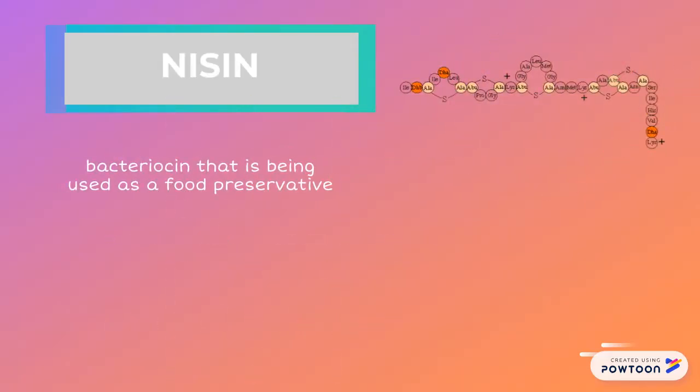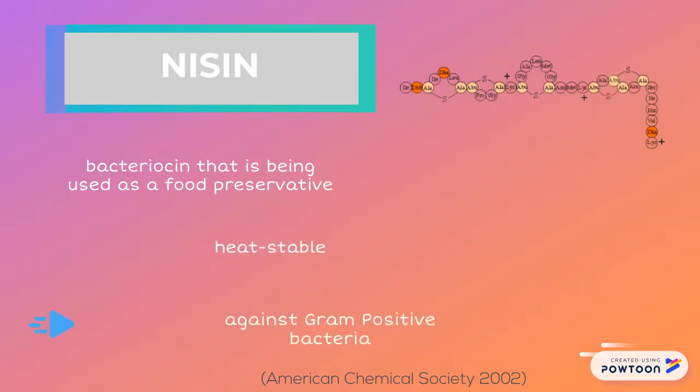Nisin is a bacteriocin, which is an antibacterial peptide produced by bacterium that can be used as a food preservative. It is heat stable and it can fight against gram-positive bacteria.